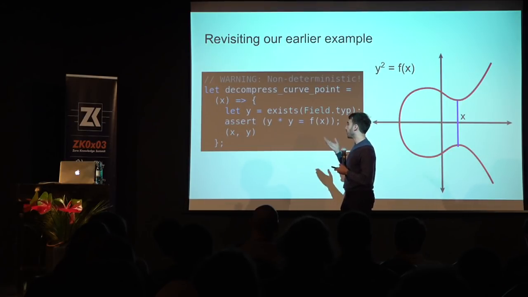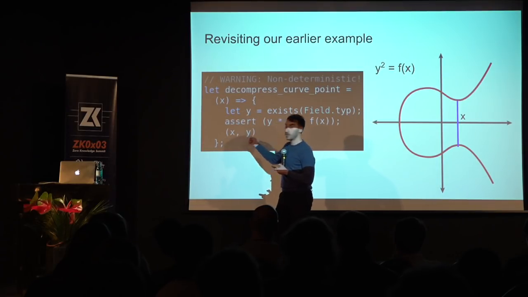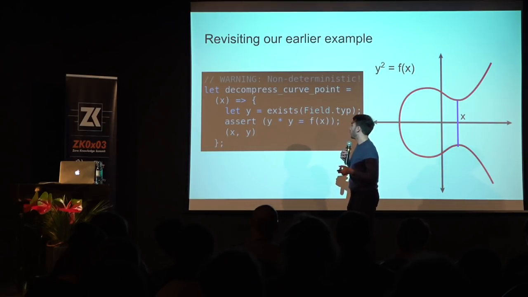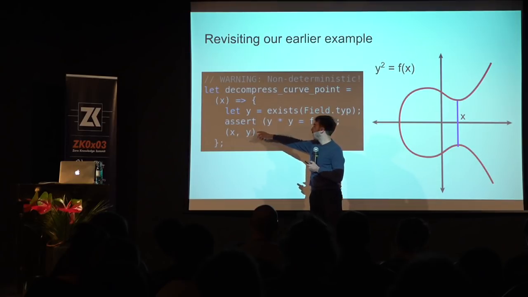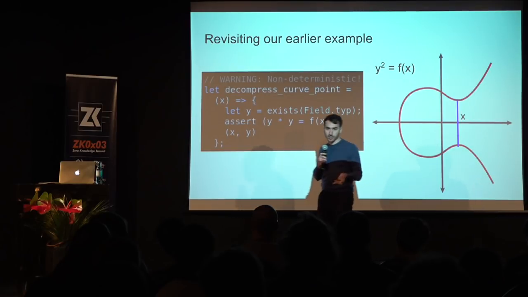So one thing that you would want to do is decompress a curve point. So given just the x-coordinate, you want to compute both the x and the y. And in SNARKs, it's super easy. What do you do? You say guess y, okay? And then just assert that y squared is equal to f of x. Done. And then you just return x and y.